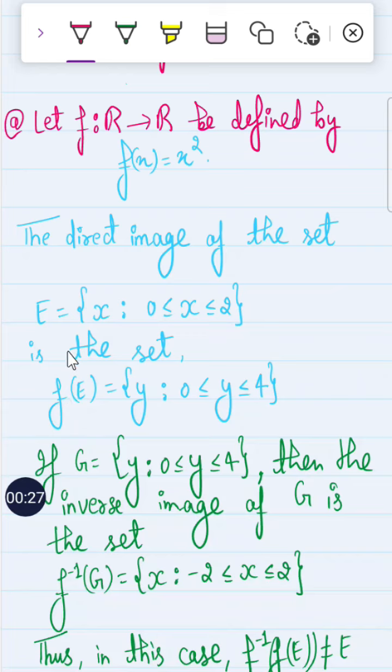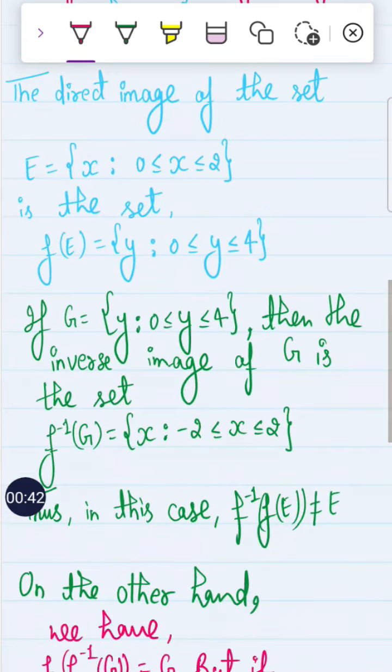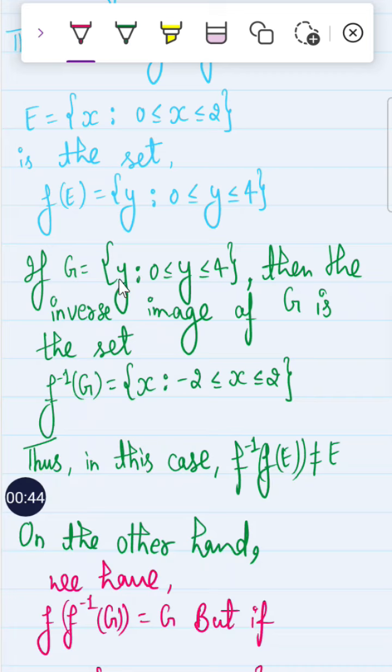What is the function we have applied? f(x) = x². So f(E) is equal to {y such that y is in [0, 4]}, right? It is x². So f(E) is equal to [0, 4]. Now let G = {y such that y is in [0, 4]}, that is f(E). Then the inverse image of G is the set.